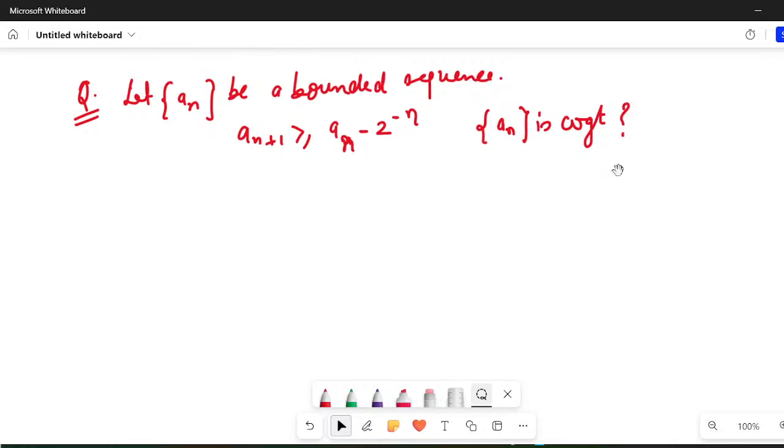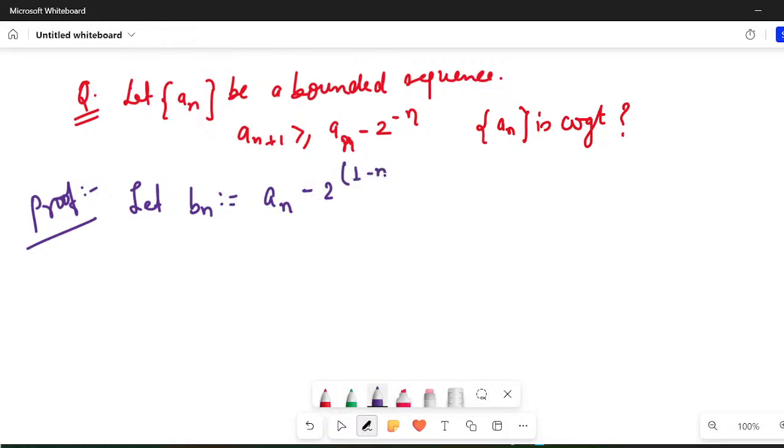So what I would do is define a new sequence. So this would be an approach. Let bn be defined as, see, here this 2 raised to power minus n is here, and here you have n plus 1. So what one needs to see is that if I replace n by n plus 1, this particular thing should remain n. So I would write bn as simply an minus 2 raised to power 1 minus n. And why am I doing it so? Because if I replace n by n plus 1, you will get 2 raised to power minus n. So this is why I'm doing it.